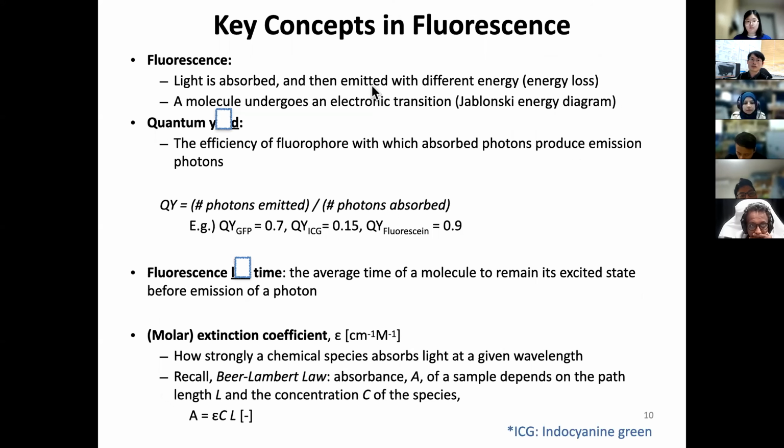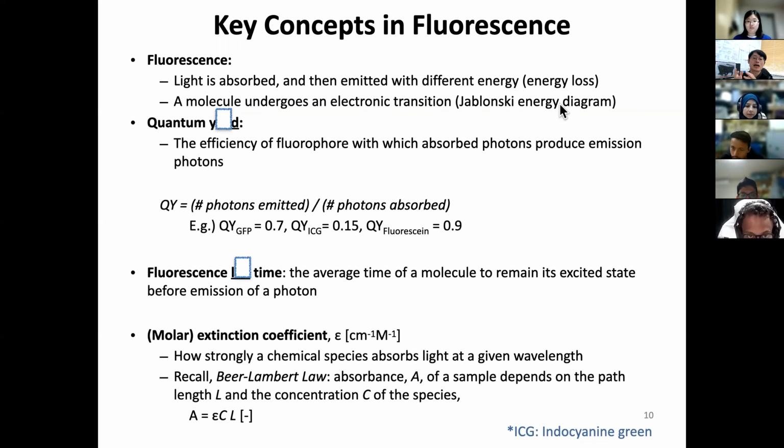All right, let's talk about key concepts in fluorescence. Light is absorbed and emitted with different energy when it undergoes some energy loss. This is what we call a Stokes shift. And a molecule undergoes an electronic transition, and that's explained in the Jablonski energy diagram.